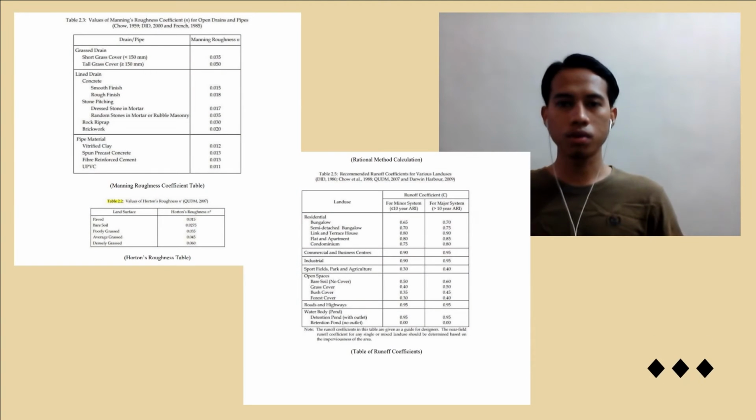Other than that, we also refer to several tables, that is the Manning roughness coefficient table. We also refer to the Horton roughness table and the table of runoff coefficient. So I think that's all for the methodology.